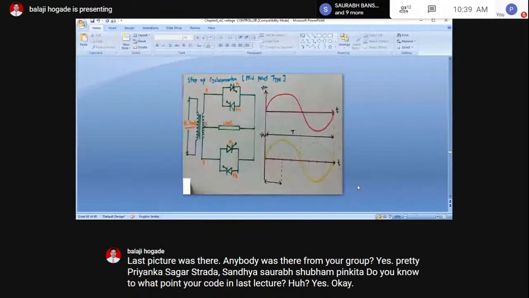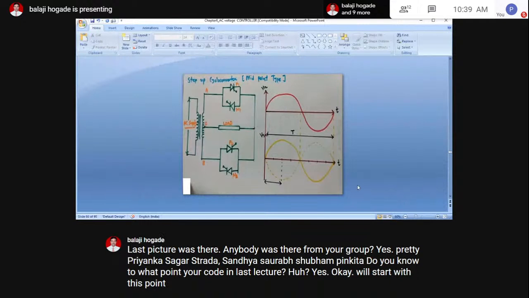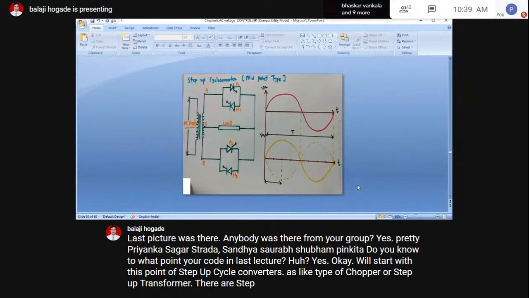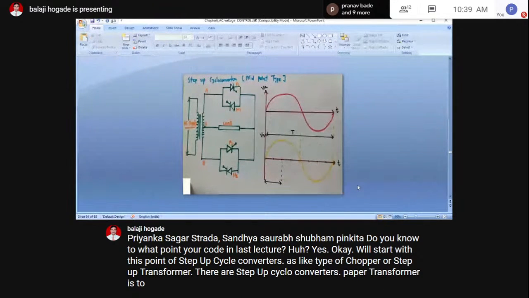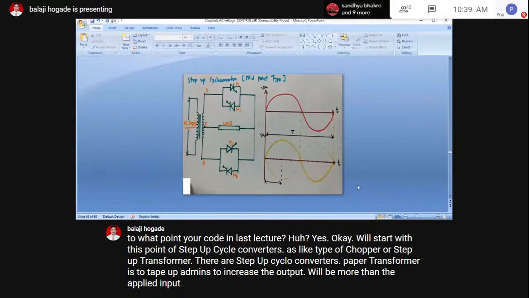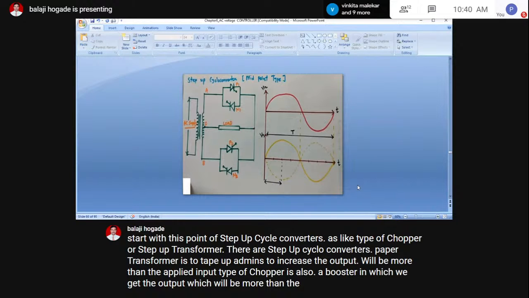Okay. We'll start with this point. Step up cycloconverters. Like a step up chopper or step up transformer, there are step up cycloconverters. A step up transformer is to step up, that means the output will be more than the applied input. A step up chopper is also a booster in which we get an output more than the input applied voltage.